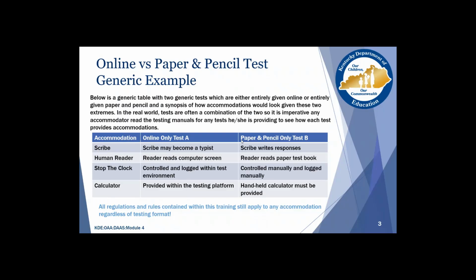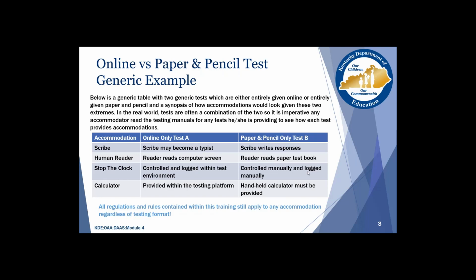On the screen, you will notice a very basic example of how a testing environment can impact the way an accommodation is provided. However, it does not impact the regulations that govern the limits of an accommodation. Let's say we have two tests. Test A is given completely online. There is no paper and pencil option. Test B is given completely paper and pencil. There is no online option.